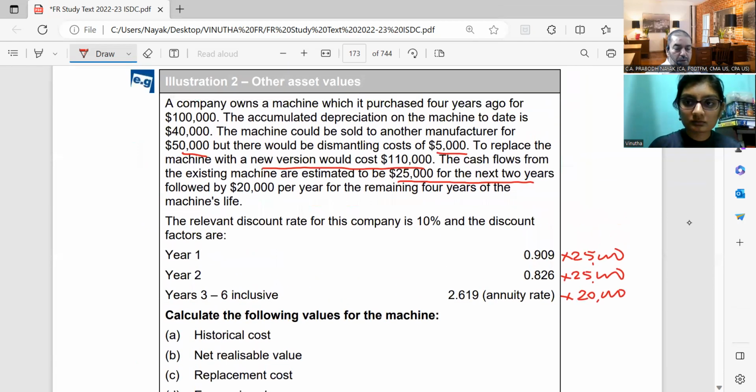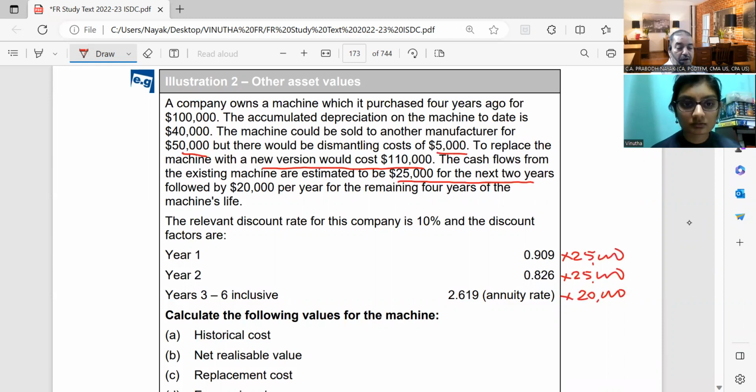Here is an example where you will be finding all the methods. Company owns a machine which is purchased 4 years ago for $100,000. The accumulated depreciation on the machine to date is $40,000. Machine could be sold to another manufacturer for $50,000, but there would be dismantling cost of $5,000. To replace the machine with a new version would cost $110,000. The cash flows from the existing machine are estimated to be $25,000 for the next 2 years, followed by 20,000 per year for the remaining 4 years.